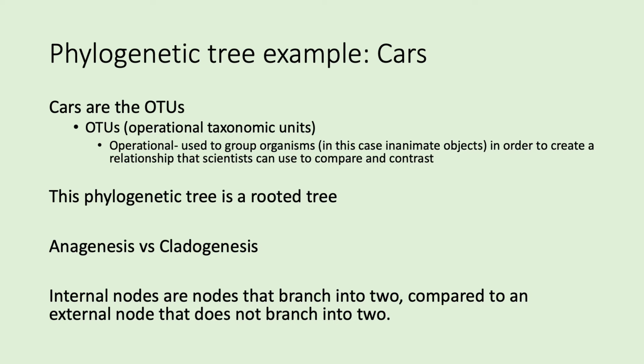Anagenesis involves a directional linear evolution taking place within a single lineage, and the result of anagenesis is the extinction of the parent species. However, cladogenesis is the branching of a lineage and does not involve the extinction of the parent species. Internal nodes are nodes that branch into two child nodes, compared to external nodes that do not branch into two.